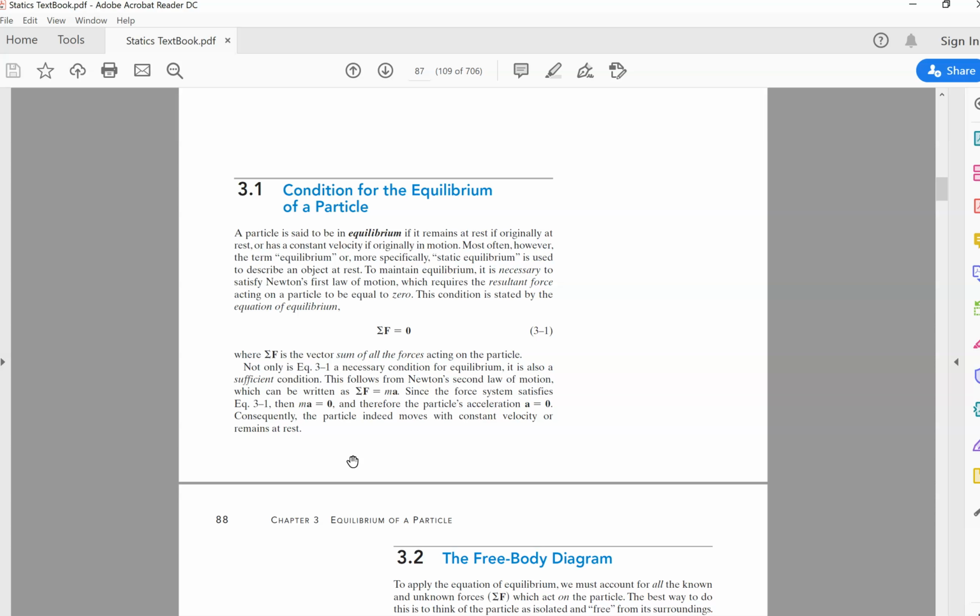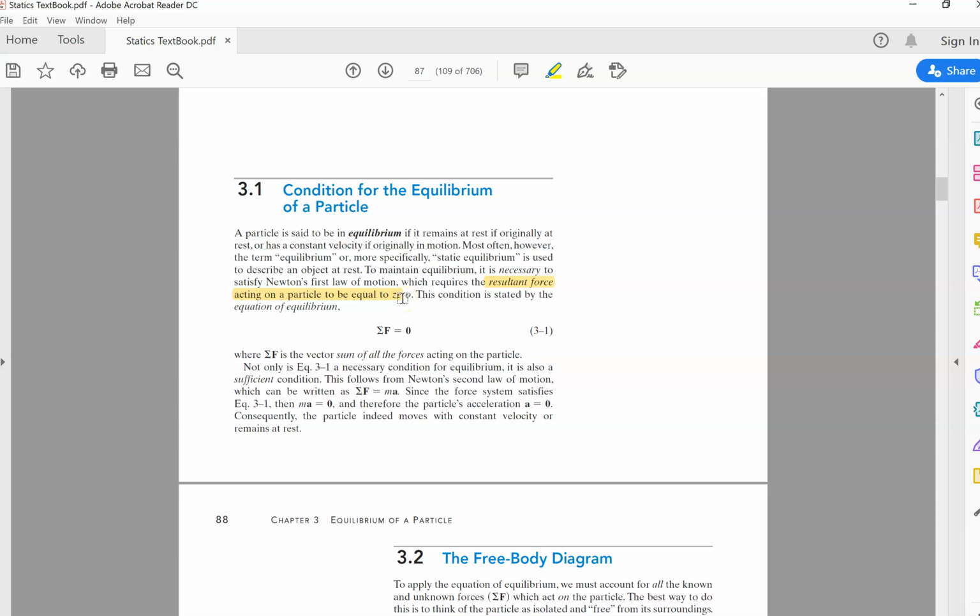So what does it mean to be in equilibrium? It means it is at rest. So the summation of forces: you can have force in your x-axis, force in your y-axis, but the summation of all these forces will be equal to 0. That is the meaning of it. If you see here, the resultant force acting on the particle is equal to 0.